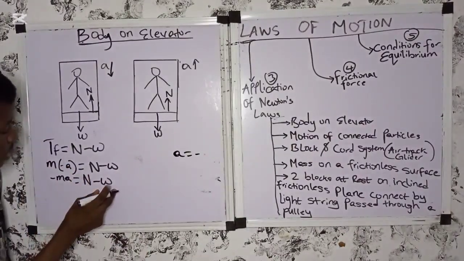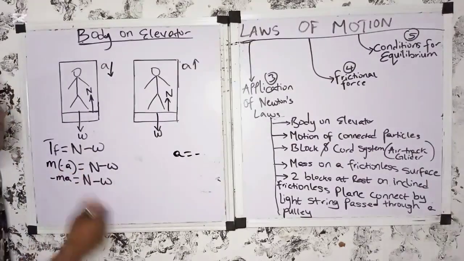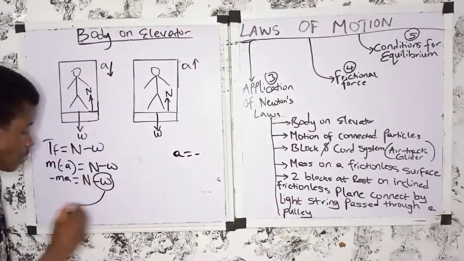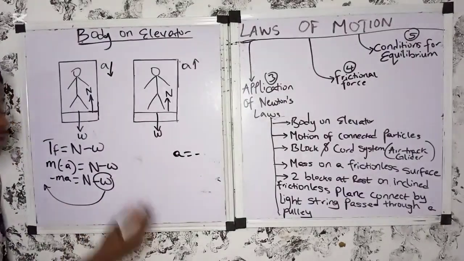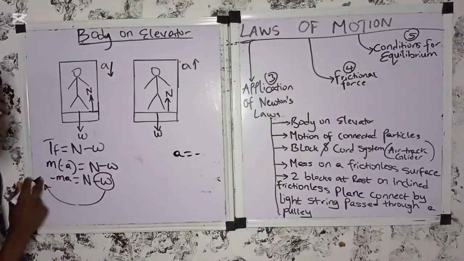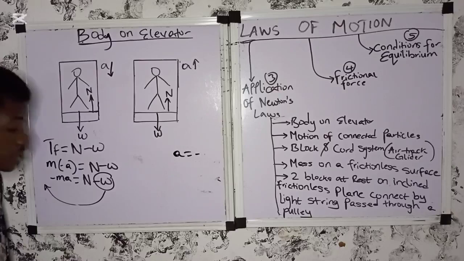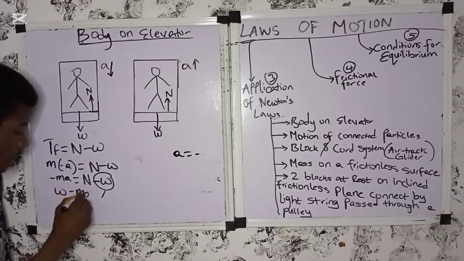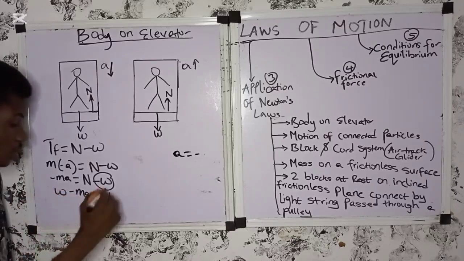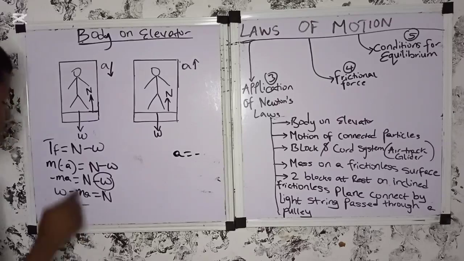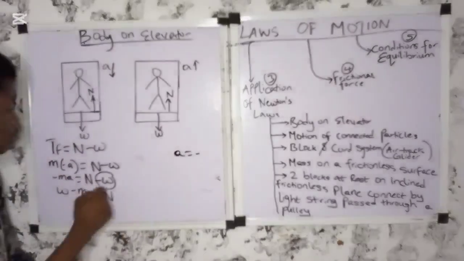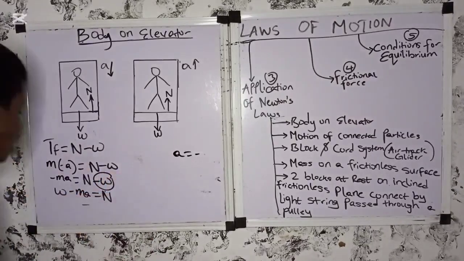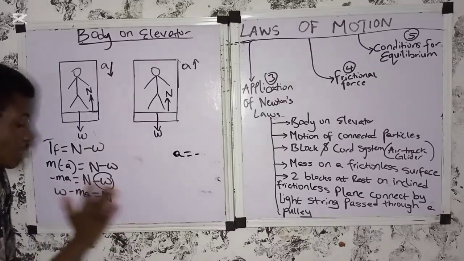Now if they ask us what is the scale reading, let's take this side to this place. If minus W crosses the equal sign and goes to the other side, it turns positive, right? So everything will now be W minus MA equals the normal reaction. I don't know if you understand. The reason W becomes positive is because it crosses the equal sign and goes to the left-hand side, right? So we end up with something like this.